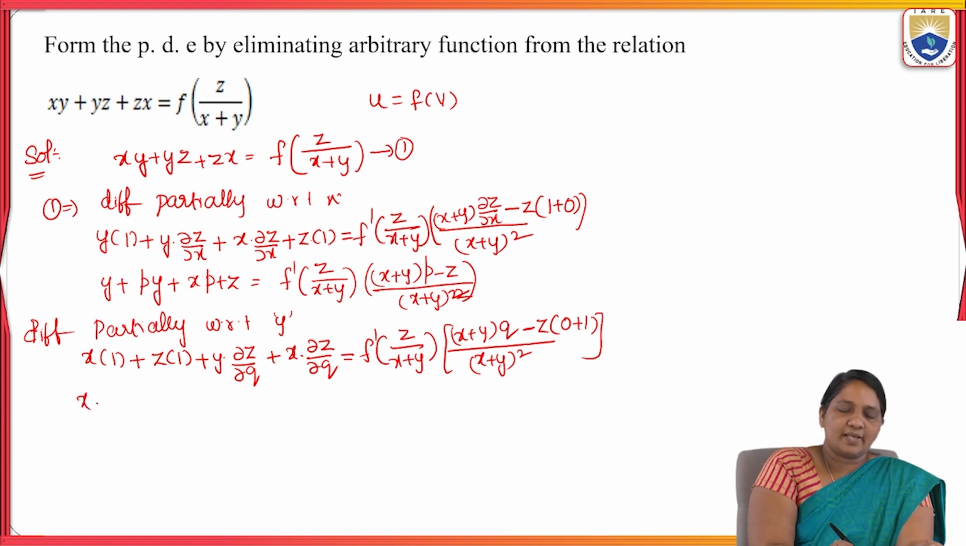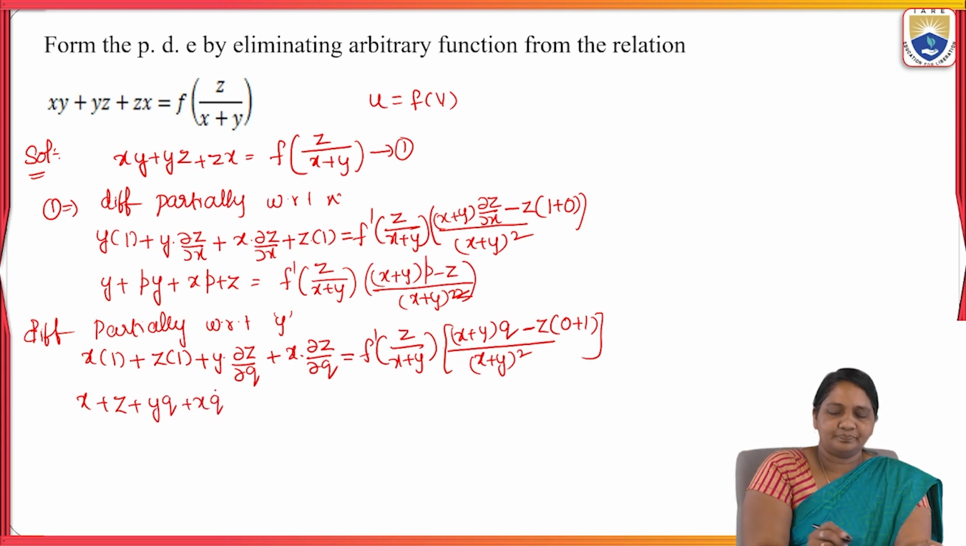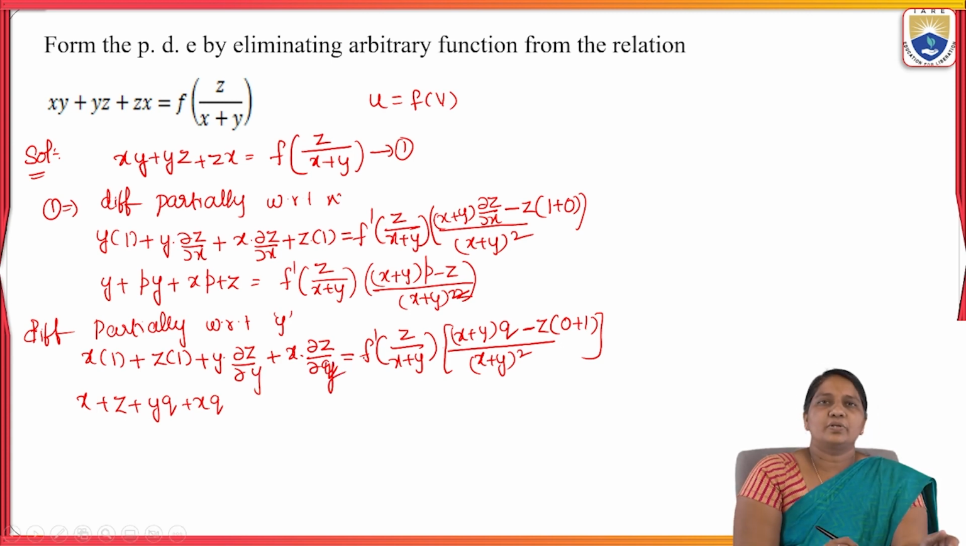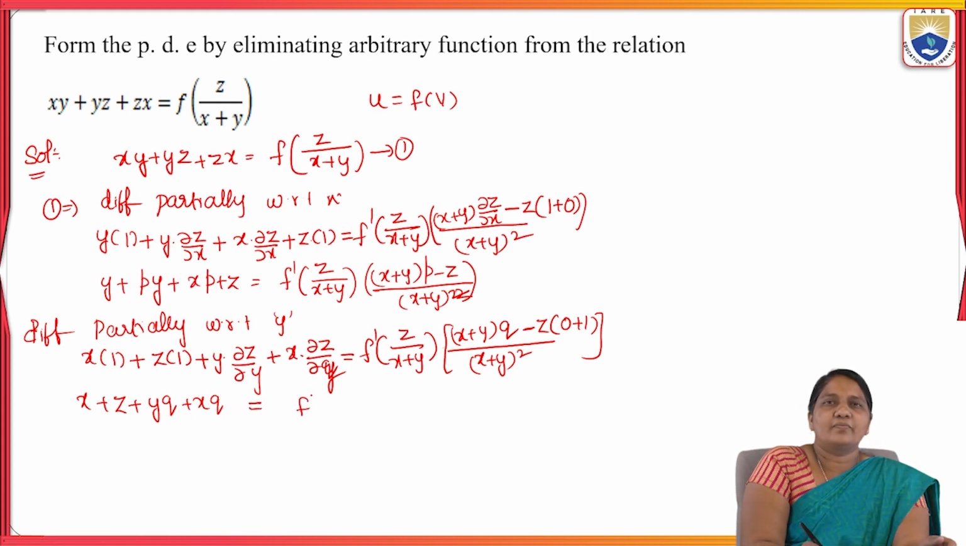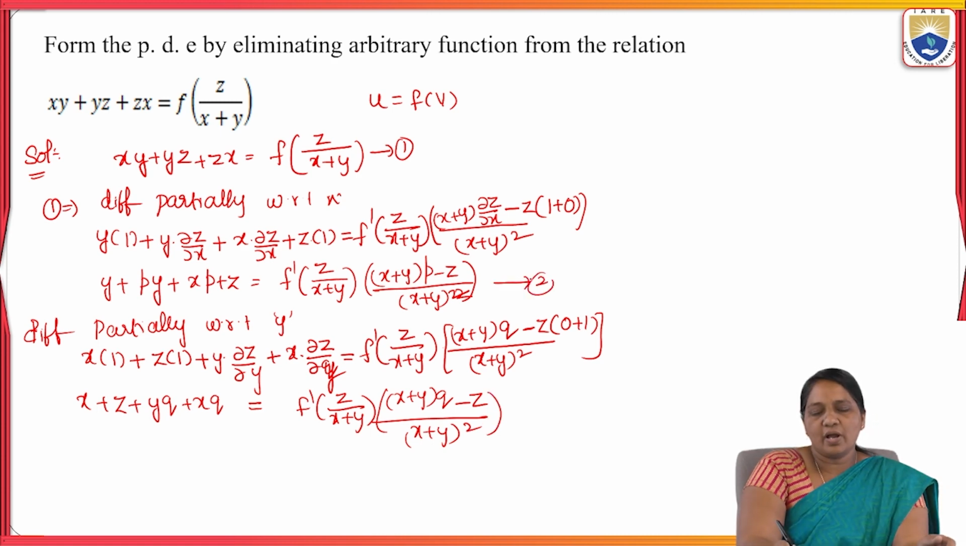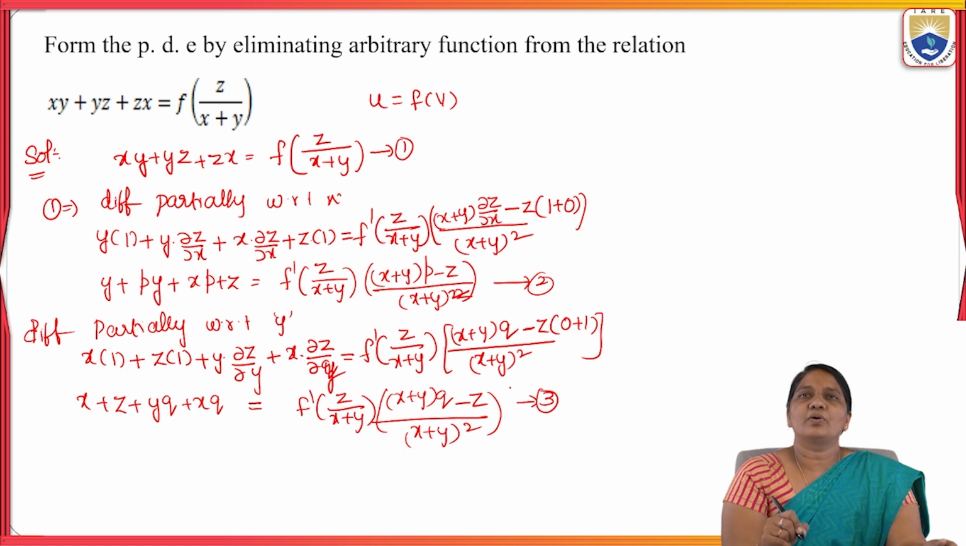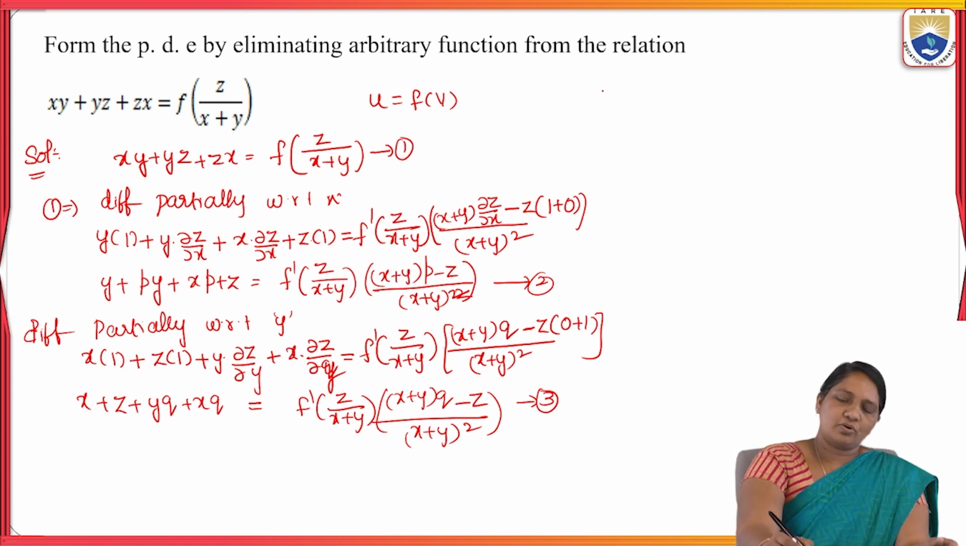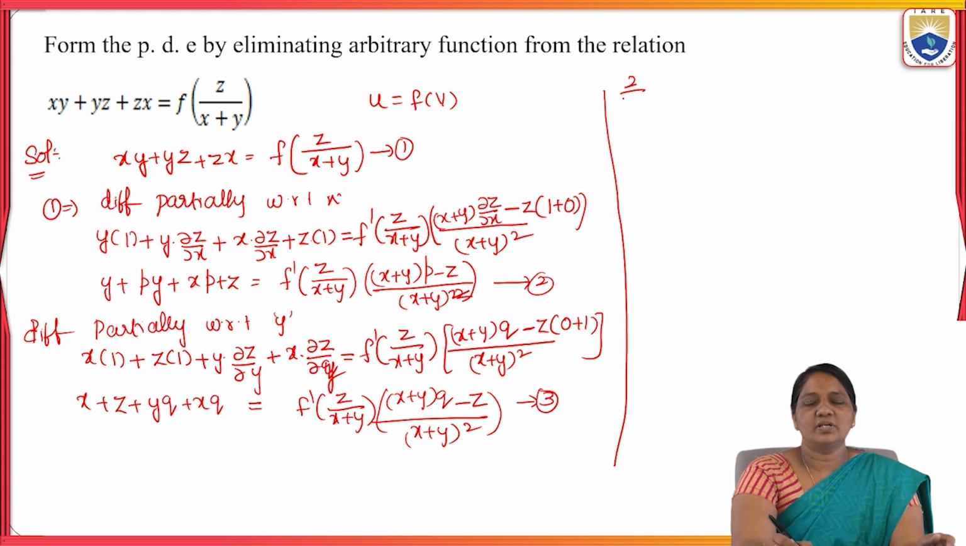So now finally this is x + z + yq + xq. This is with respect to y, right? So x + z + q(x+y) = f'(z/(x+y)) times ((x+y)q − z)/(x+y)². So this is equation 2 and this is equation 3. Now we are going to do the simplification. So according to the simplification, first we will do the division.